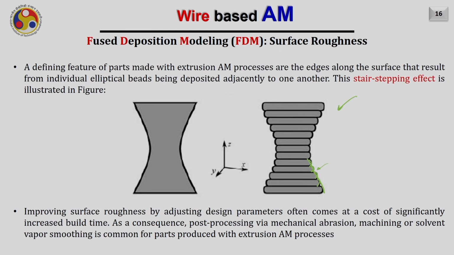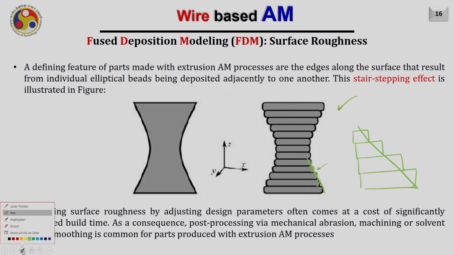Improving the surface roughness by adjusting the design parameter often comes at a cost of significantly increased build time. Because, for example, you are building the part with a layer thickness maybe T and you are making a slant wall. One way of eliminating this error is, for example, if I want to build this line, you use a smaller layer thickness. In that case, of course, your RA will be better.